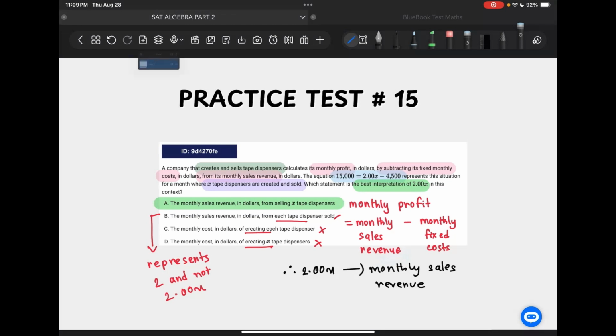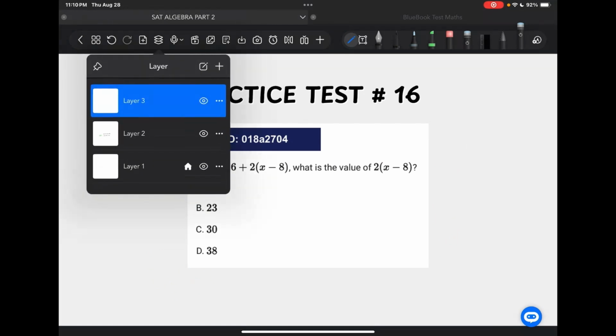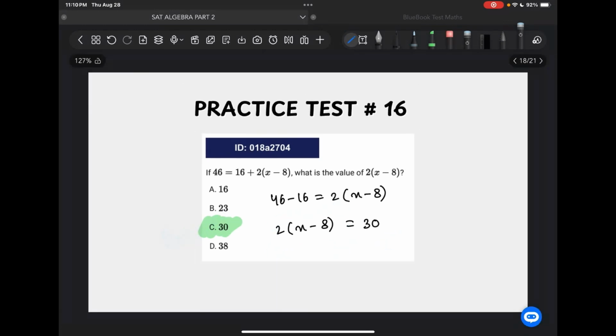Okay. Now next. This one is pretty easy. You don't need Desmos for this. What you can just do is take this 16 to this side, and then take this 2 to this side. Oh, actually, you don't need to take this to that side. They're asking you for the value of 2x minus 8, right? So this is the value of 2x minus 8, which is basically 30. So option C is our answer.